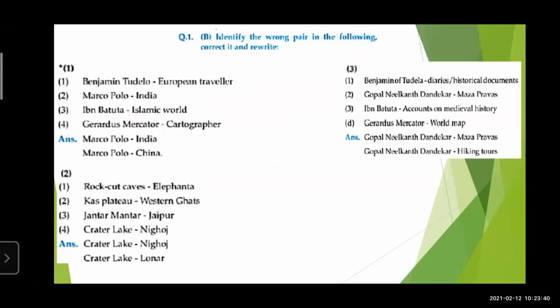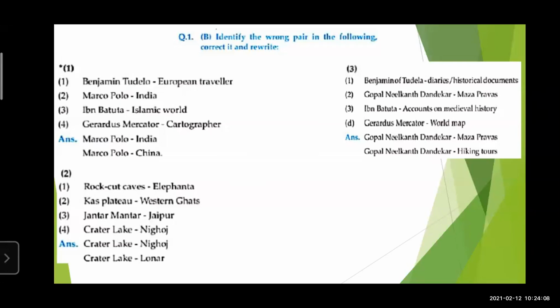Then you have to identify the wrong pair in the following, correct it and rewrite. The first one is Benjamin Tudela, the European traveler; Marco Polo, India; Battuta, Islamic world; Gerardus Mercator, cartographer. The incorrect pair you have to find first, that is Marco Polo, India. The correct answer is Marco Polo, China.